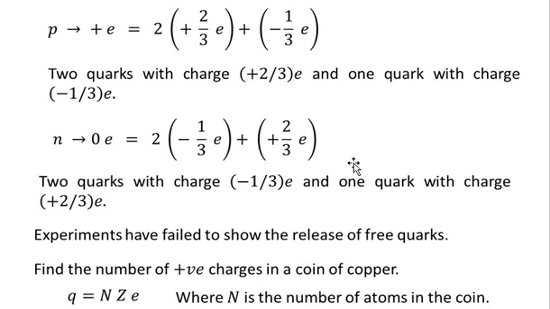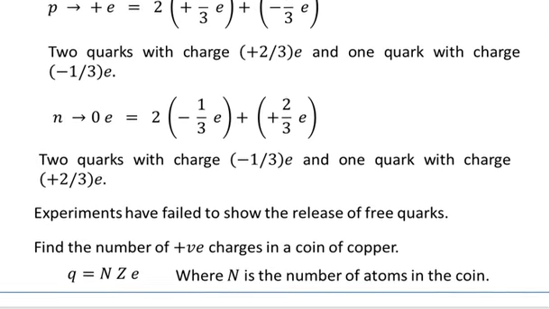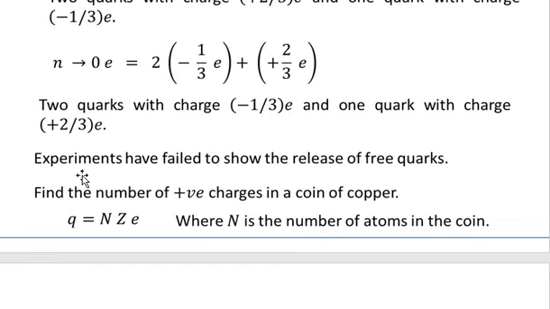So each proton and neutron consists of three charges, or 3 quarks, and their charges are what I have specified. But these charges have not been observed in free space. That's why we can say that experiments have failed to show the release of free quarks. So a free charge of plus 2 over 3e or minus 1 over 3e has not been observed. These quarks have not been observed in free space. Now let's try to solve a simple problem.